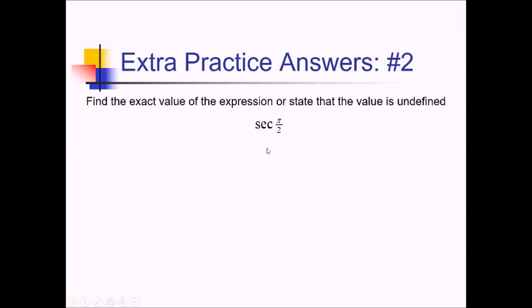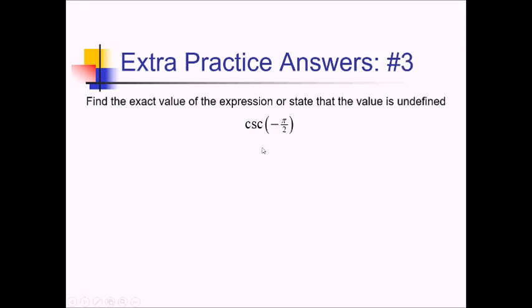For this problem, we're trying to do secant of pi over 2, or secant of 90 degrees, if you think better in degrees. This is really 1 over cosine of 90. Now, cosine of 90, that's the x value at the top of the unit circle. That's 0, so this is really 1 over 0, which we know is undefined.